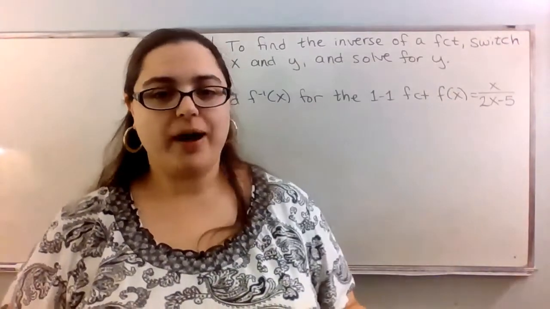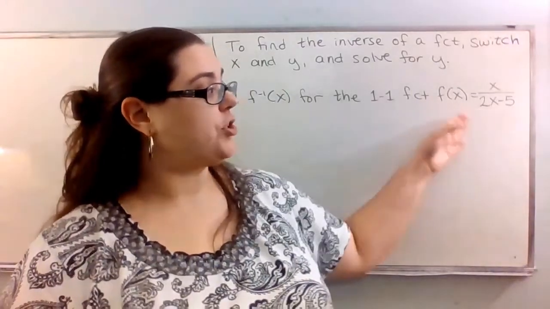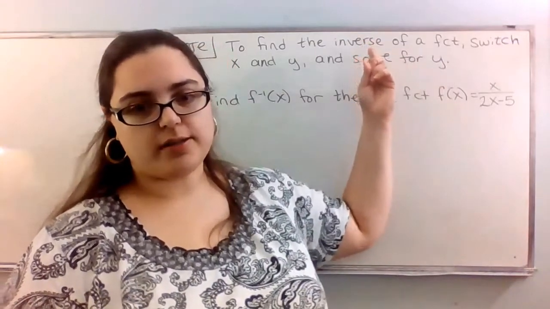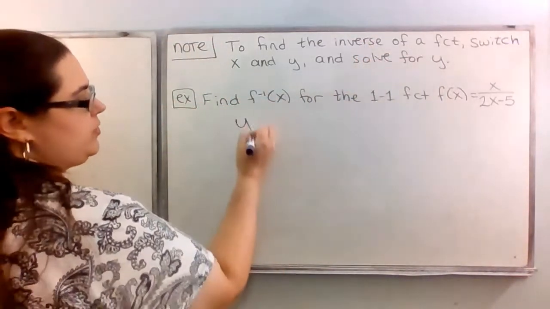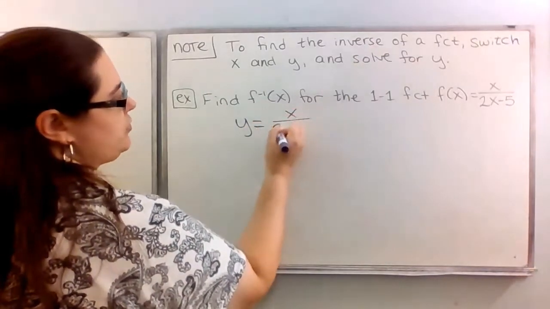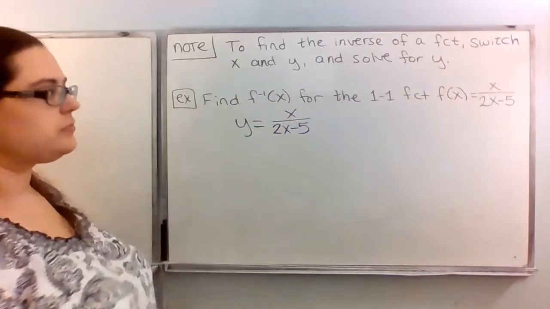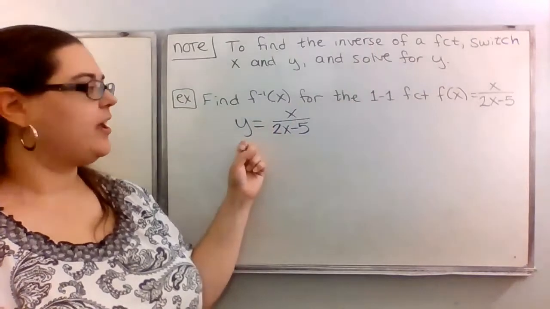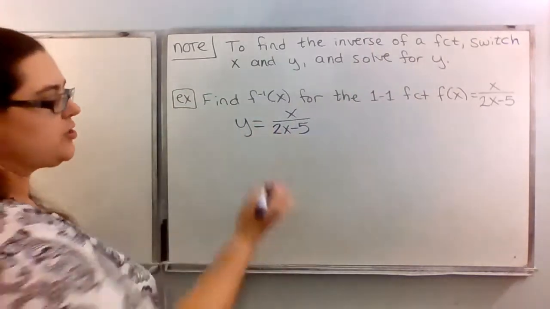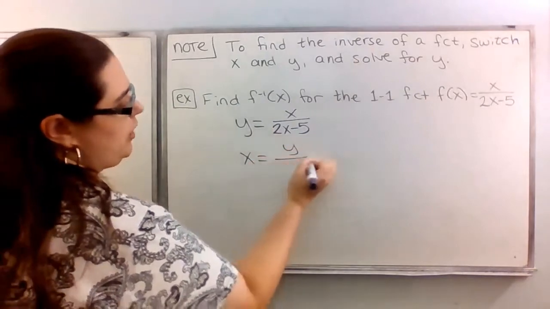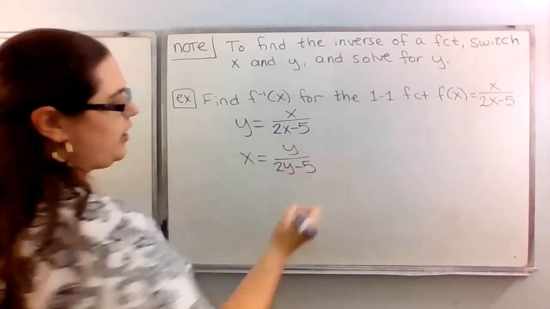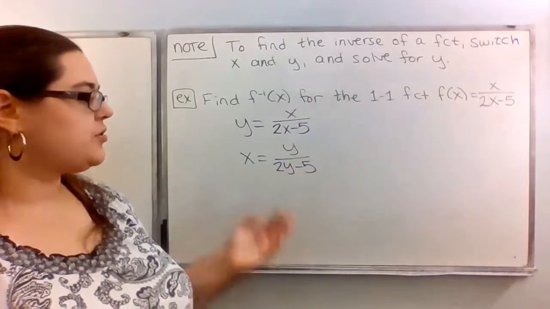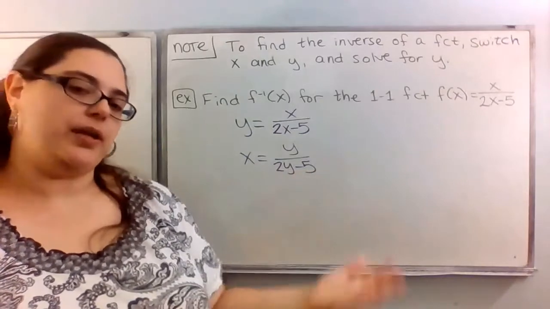So I'm going to start out by rewriting the formula of the function, except I'm going to use the y notation instead of f of x so that we can then apply this process. So I'm going to write y equals x over 2x minus 5. So to find the inverse, I'm going to turn all the y's into x's and all the x's into y's. So we'll get x is equal to y over 2y minus 5. And now we solve. So we're going to solve this for y, and that will be the inverse function.